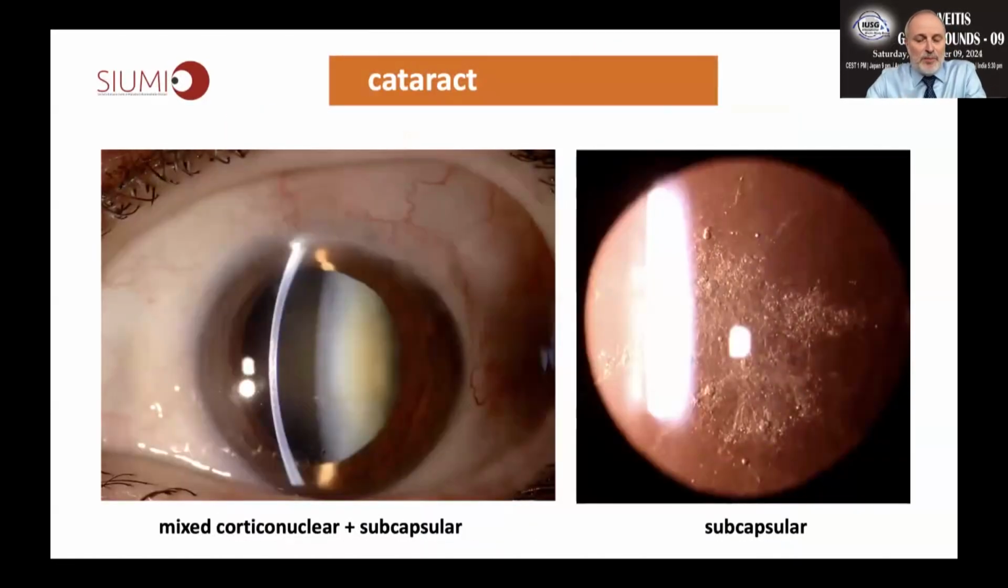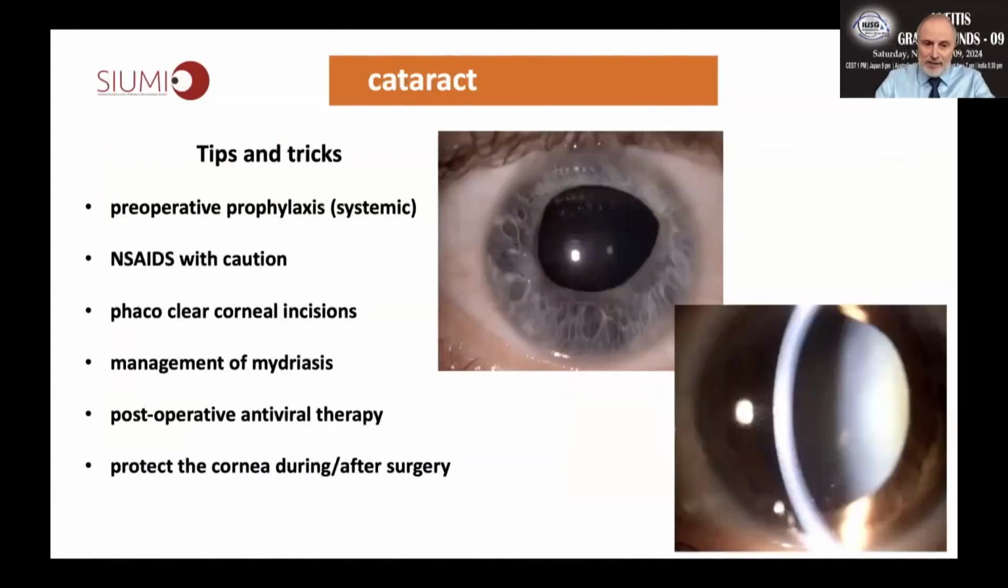The other problem is cataract. Cataracts can be either subcapsular or mixed, with corticonuclear and subcapsular components in older patients, for example, those with Fuchs uveitis or keratouveitis. And in this case, you should also be very careful, because as you can appreciate in the picture on the left side of the slide, there is also a bleb in this patient. So we have to consider the possibility of failure of the bleb after your surgical procedure for the cataract.